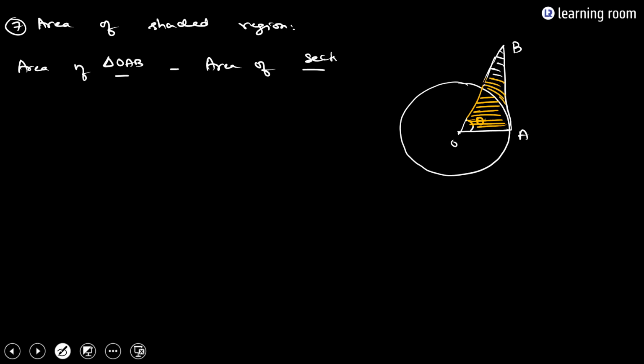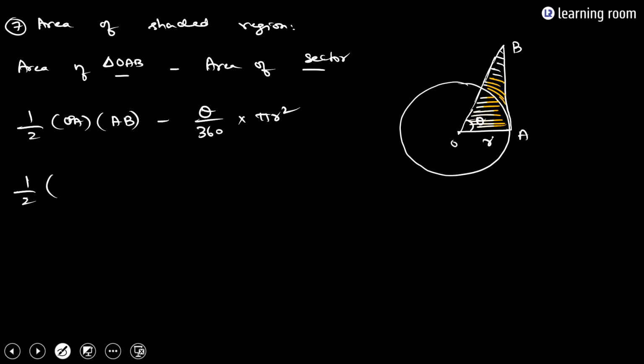Minus area of sector. So what is the area of triangle AOB? That is half into base into height. Height is AB. Minus what is the area of sector? Theta by 360 into pi r square. Right? So half into what is the value of OA? OA is the radius, no doubt in that. But what is AB?